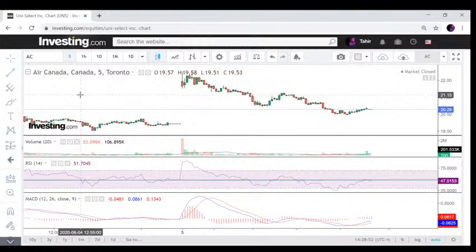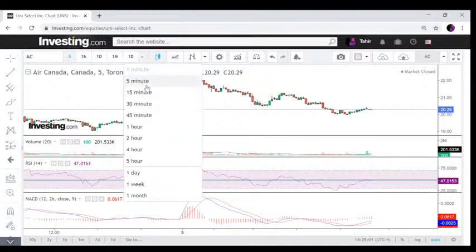You don't have to change anything in this 26, 12 or 9. You just need to change the time frame. Essentially, when you do day trading, you use 5 minutes, 1 minute, 15 minutes or even shorter time frames. And when you apply the MACD, the data that will be picked up will be based on the last 26 period, 12 period and the 9th period.